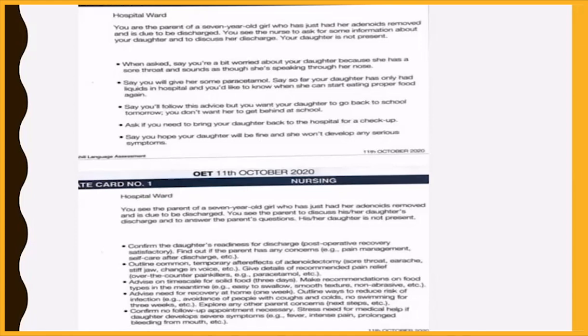Yeah, that's good. Okay. I hope my daughter will be fine, and I hope she will not develop any other serious symptoms. Definitely, we can hope for the best.